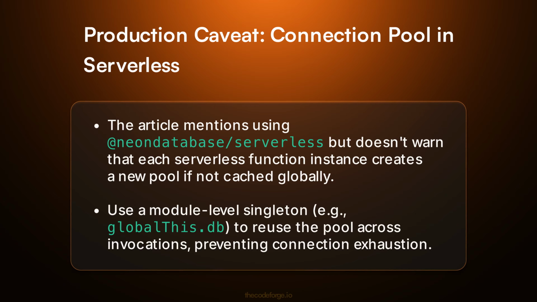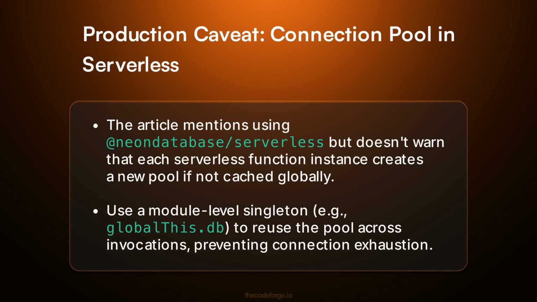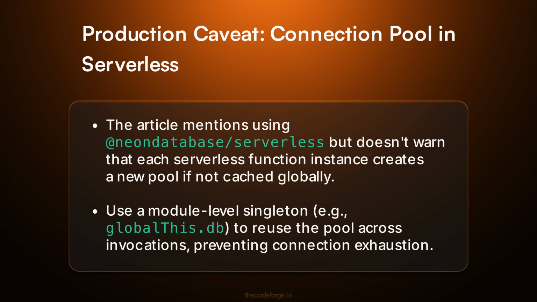The article mentions using @neondatabase/serverless, but doesn't warn that each serverless function instance creates a new pool if not cached globally. Use a module-level singleton, e.g., globalThis.db, to reuse the pool across invocations, preventing connection exhaustion.